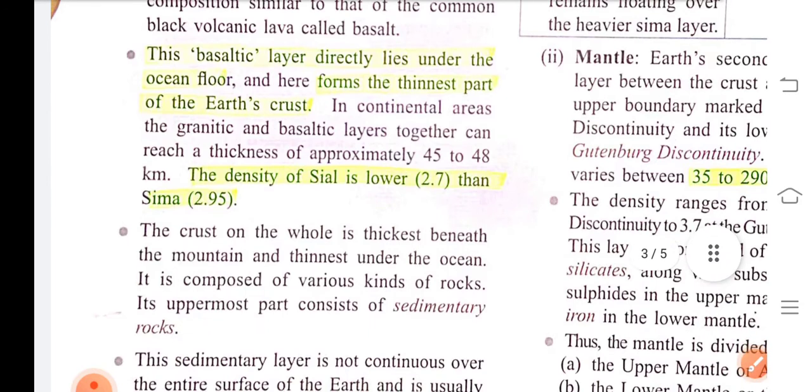In the continental areas, the granitic and the basaltic layers together can reach a thickness of about 45 to 48 kilometers. What is the granitic layer? That is Sial. And what is the basaltic layer? That is Sima. Before, 5-6 lines earlier, we discussed 6 to 48 kilometers; here it's given 45 to 48 kilometers. Both are correct. The density of Sial is lower than Sima. Sial's density is 2.7 and Sima's density is 2.95.